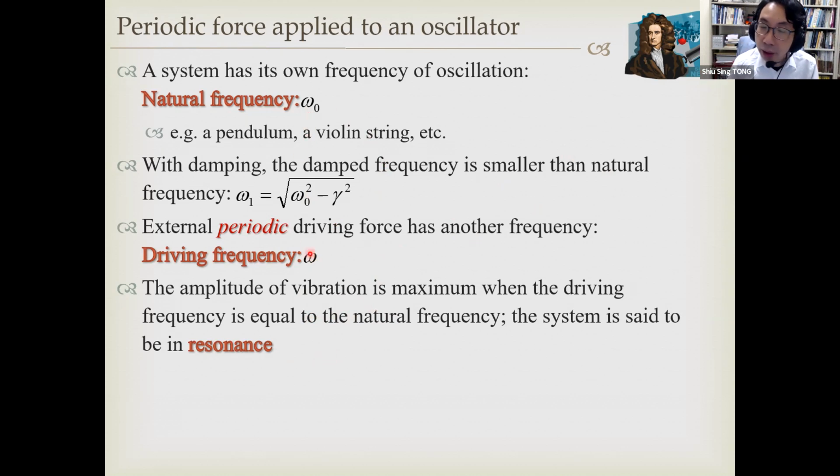So when omega is equal to omega naught, then we say that there's a resonance and the amplitude will be large. The system will oscillate with a large amplitude, will be shaking violently, and that is the phenomenon we commonly call resonance.